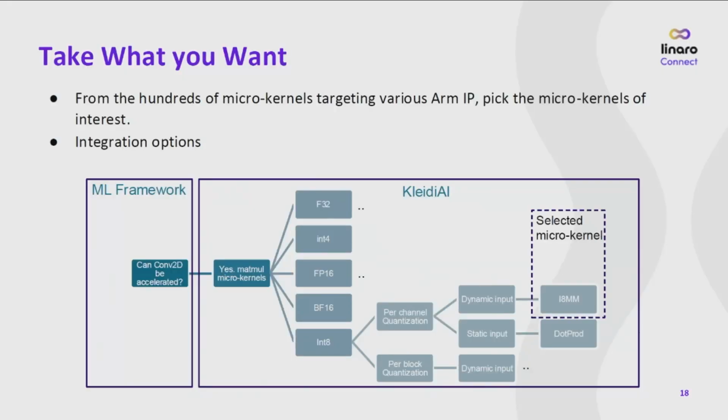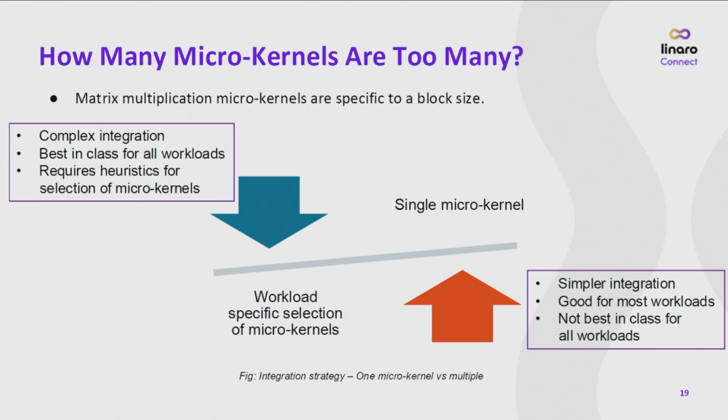So yeah, while it might sound like a lot of options, if you know what you want, you can pick the right one. Now, how many microkernels are too many? When it comes to matrix multiplication, a specialized microkernel operates on one specific block size, meaning it's optimized for a certain block size. Now, you could just pick one microkernel and say, this is what I'm going to use for all matrix multiplication use cases. And that'll be your single microkernel.